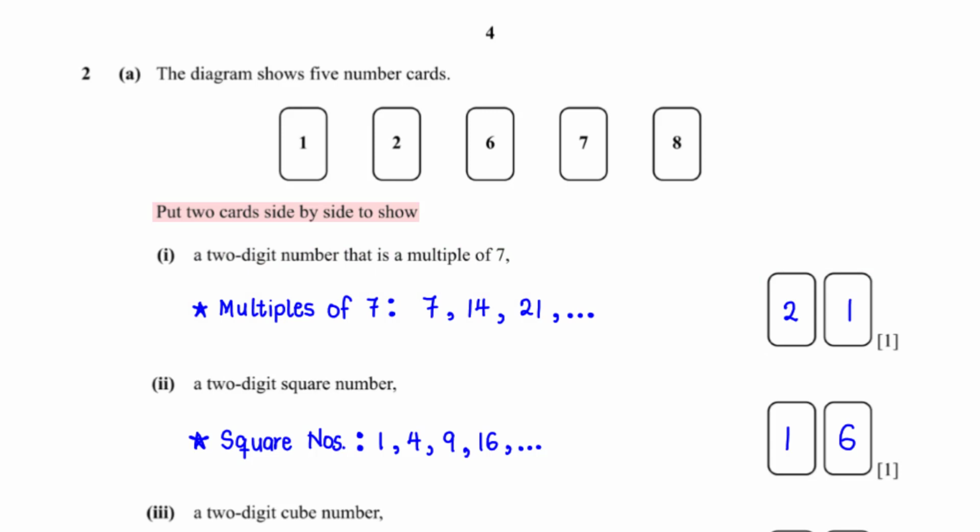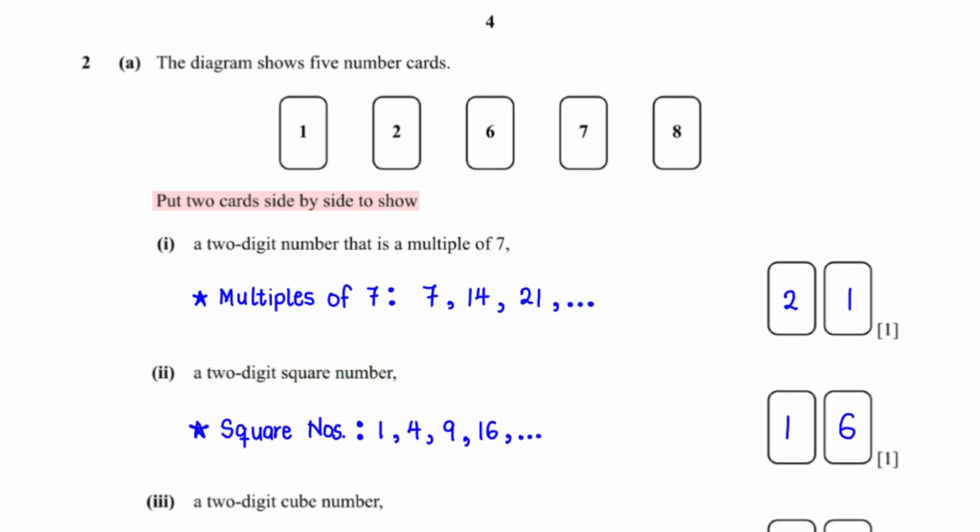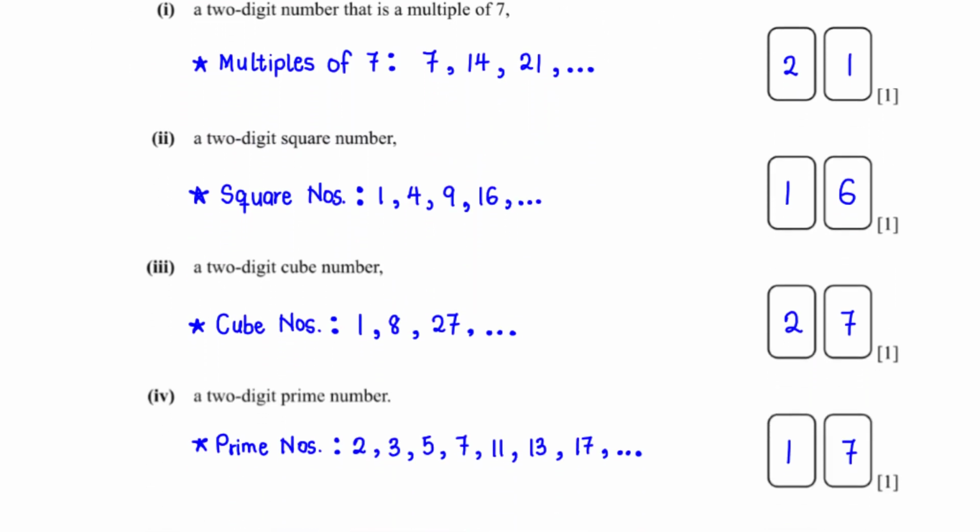Put 2 cards side by side to show a 2-digit square number. Here is a list of square numbers. We want a 2-digit number from this list that can be formed with the number cards we've been given, and so we go with 16. Put 2 cards side by side to show a 2-digit cube number. Here is a list of cube numbers. We want a 2-digit number from this list that can be formed with the number cards we've been given, and so we go with 27.